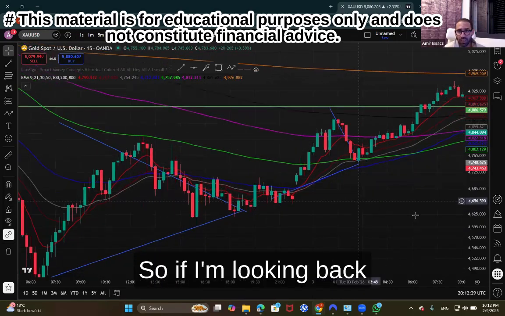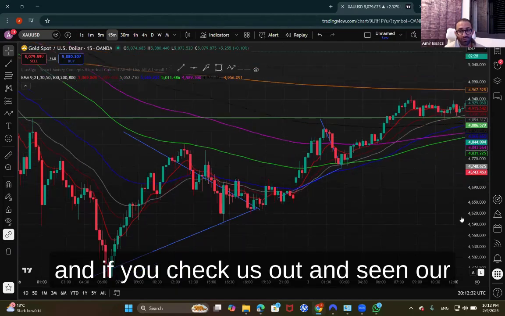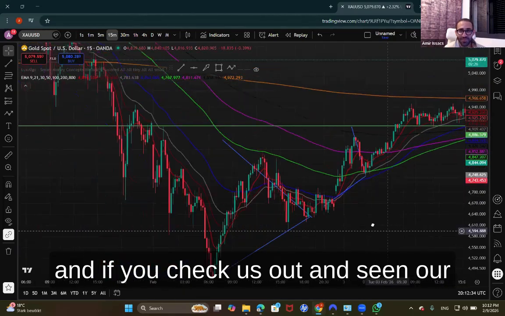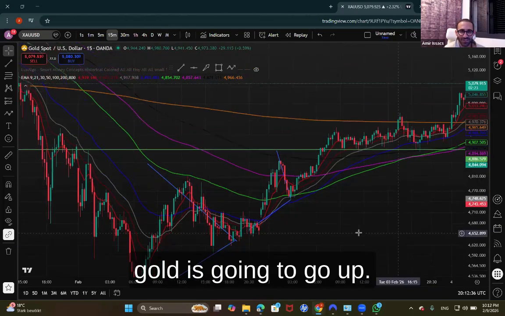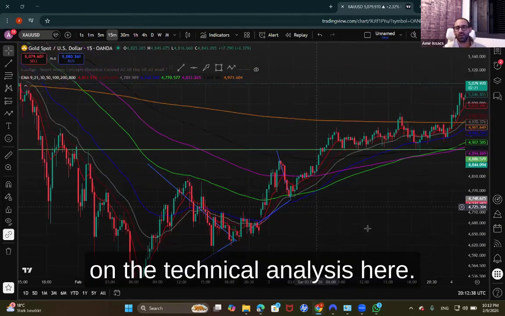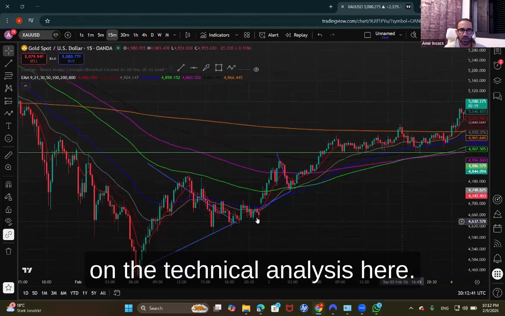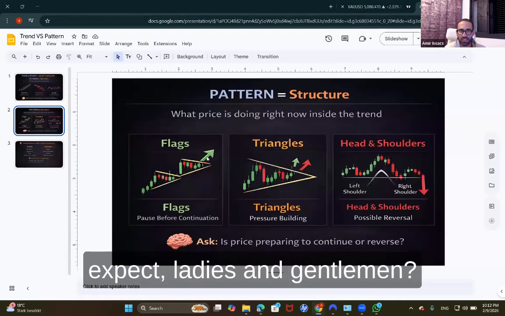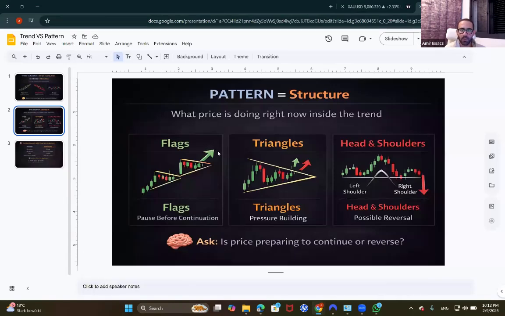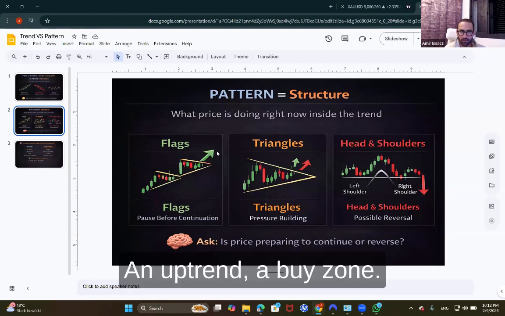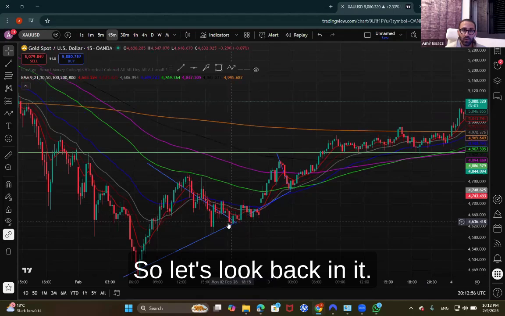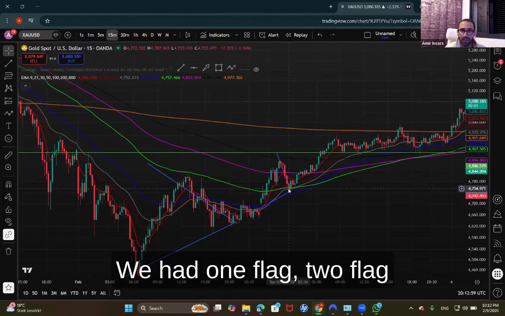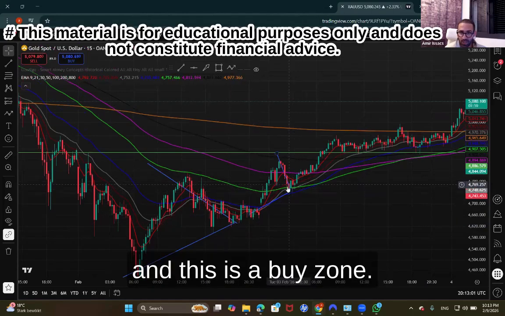So if I'm looking back, and if you check us out and see in our groups, we called it, we said gold is going to go up. But let's focus on the technical analysis here. So if we have one flag here, second flag here, what can we expect, ladies and gentlemen? An uptrend, a buy zone. So let's look back at it. We had one flag, two flags, and this is a buy zone right now.